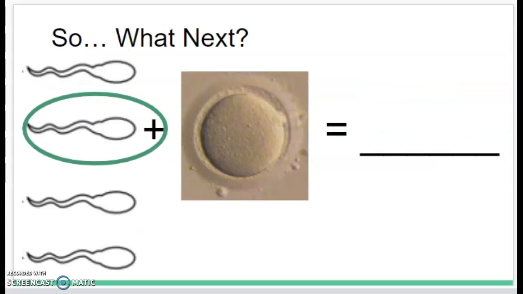Last time we talked about meiosis and how meiosis produces genetically different sperm and egg cells. So right here, this is a sperm cell, this would be an egg cell. When they come together, that's its own process, known as fertilization. When the egg and sperm come together, that produces what we call a zygote.